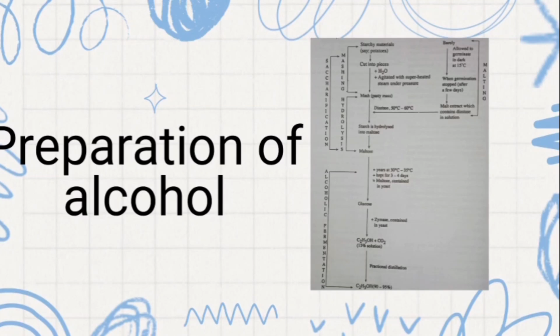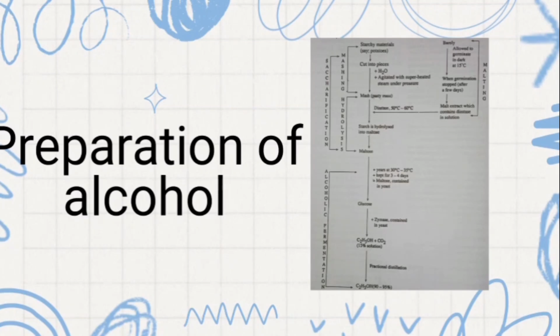This results in germination of the barley seeds. When germination is stopped after a few days, malt extract is formed from it, and this malt extract contains diastase enzyme. This diastase enzyme is added to the mash. This results in the hydrolysis of starch, which results in formation of maltose. The conversion of starchy materials to maltose is called saccharification, because maltose is a sugar.